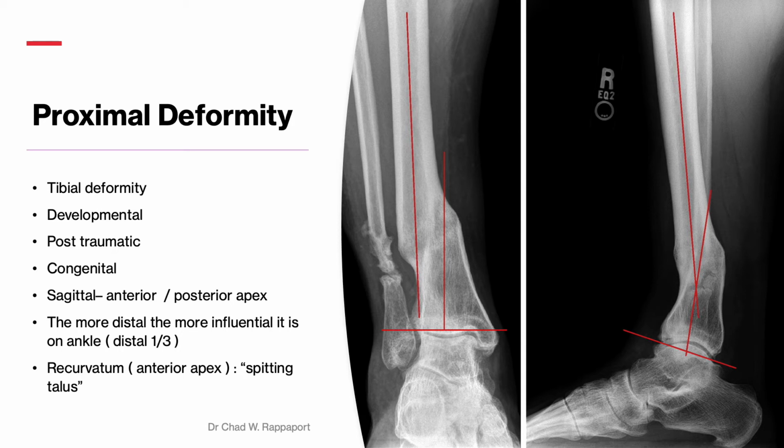And generally, the more concerning deformities are within the distal 1/3 of the tibia, where the effects distally or more on the ankle are more profound than deformities in the proximal 2/3 of the tibia. More often than not, this is a recurvatum or anterior apex deformity, which can cause the so-called spitting talus deformity.